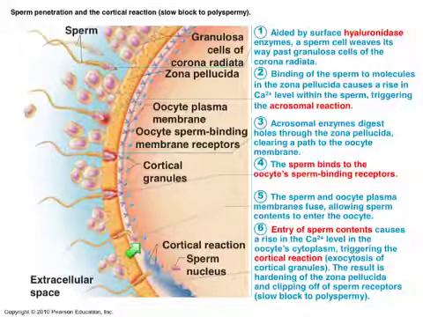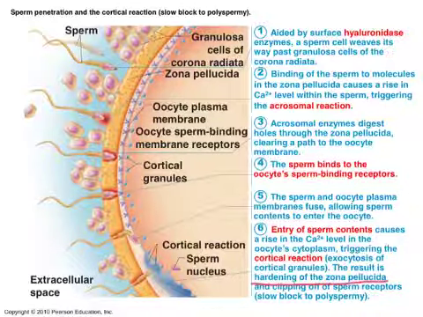And there are two main effects of this cortical reaction. You get a hardening of the zona pellucida, and you get clipping off of the sperm receptors. So basically, what this does is make it so that only one sperm fertilizes that oocyte. That's what you need to make a viable embryo.